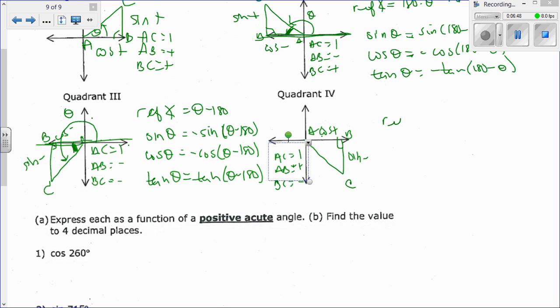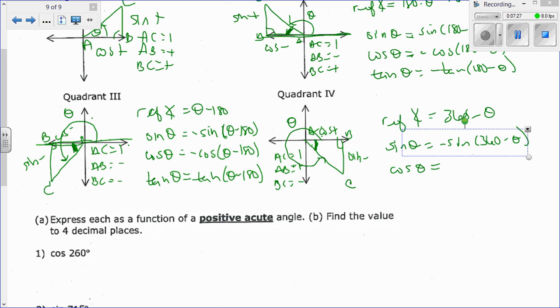My reference angle, in this case, again, the big sweeping angle is theta, and if I want to find the little angle inside, I'm going to have to go 360 degrees to figure out what theta is. So I'm going to do 360 and subtract from it theta to find my little reference angle. So sine theta is equal to negative sine of 360 minus theta.